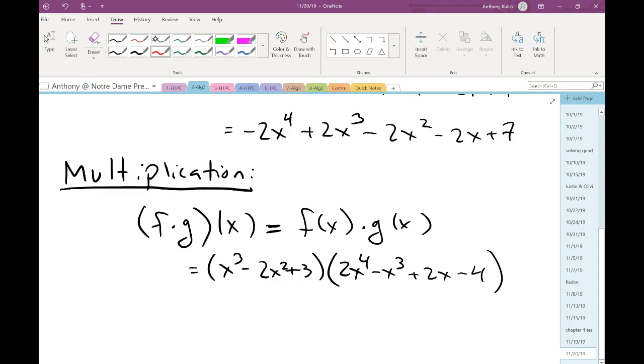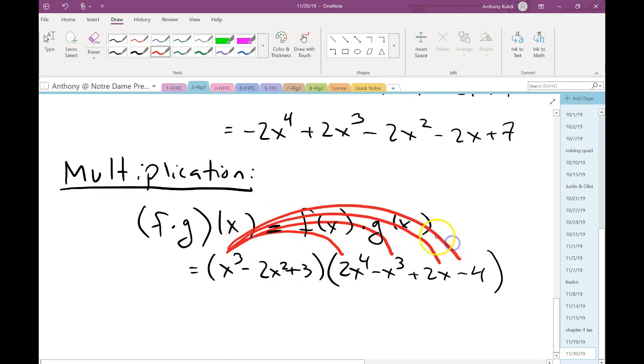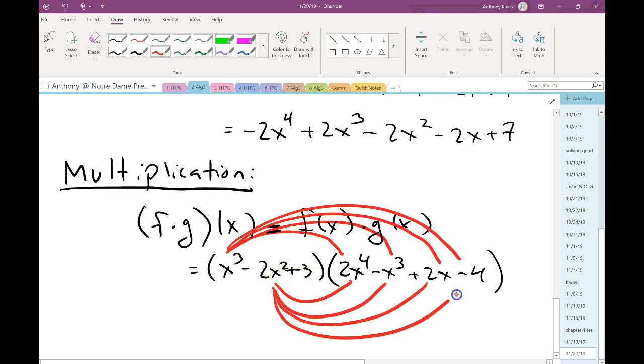What was that? Kind of looks like foiling, right? So we'd have to do a little bit of a modified version because we don't have two things on each side. What it basically boils down to is I need to make sure that each term in the first polynomial multiplies each term in the second polynomial. And oy vey, that's a lot of multiplications, right?